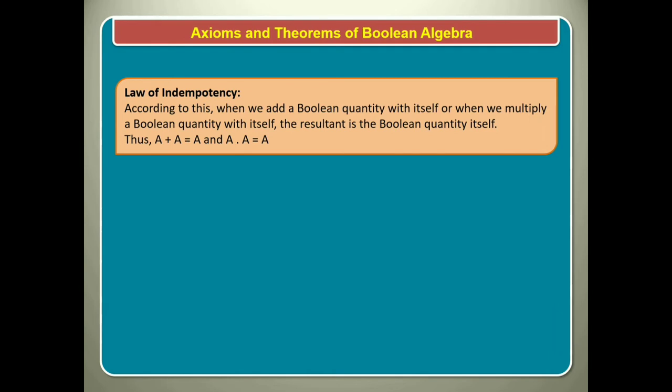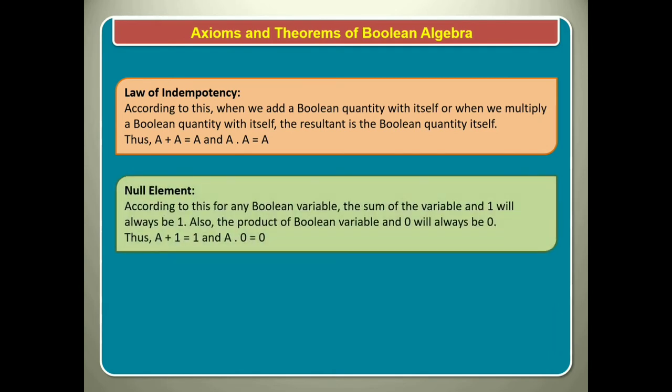Next, let us learn about the null element axiom. According to this, for any Boolean variable, the sum of the variable and 1 will always be 1. Also, the product of Boolean variable and 0 will always be 0. Thus, A plus 1 is equal to 1, and A multiplied by 0 is 0.